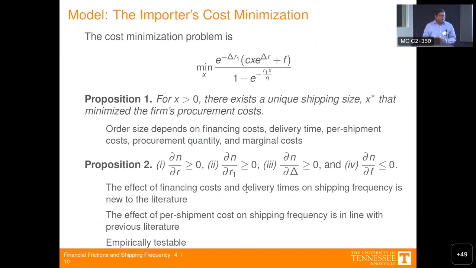If we solve the problem, we get these two propositions. For X greater than 0, there exists a unique shipping size X that depends on several factors: exporter and importer interest rate, delivery time, per shipment cost, and procurement quantity, and it minimizes the firm's procurement cost. The second proposition is about the financing cost interaction with the delivery time and per shipment fixed cost. Only the per shipment fixed cost effect on the shipping frequency is already in the literature, and it's in line with that literature. Other things we can empirically test, but here our variable of interest is shipping frequency. This is a margin that exporters or importers can use in a trade situation.